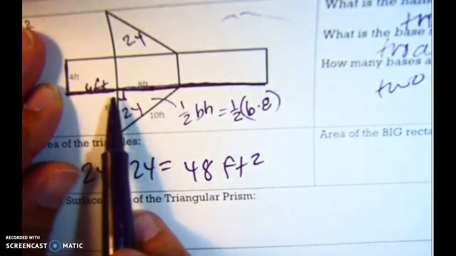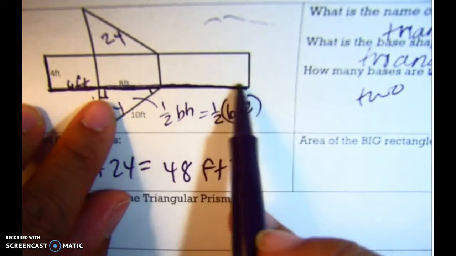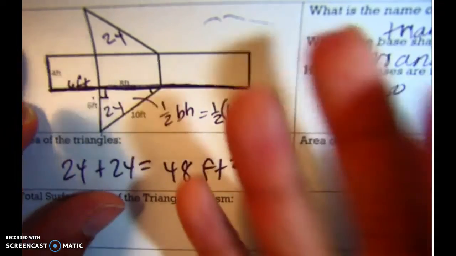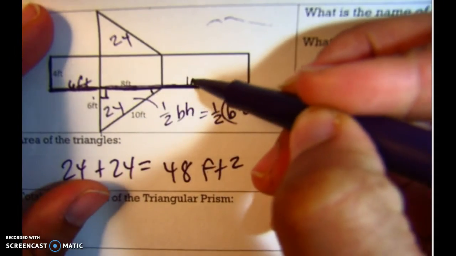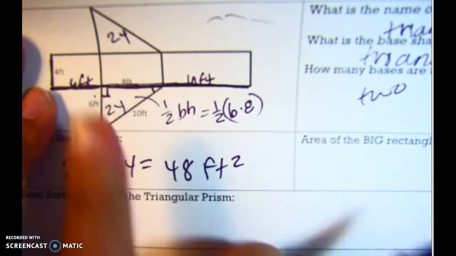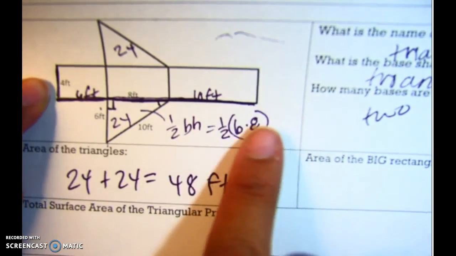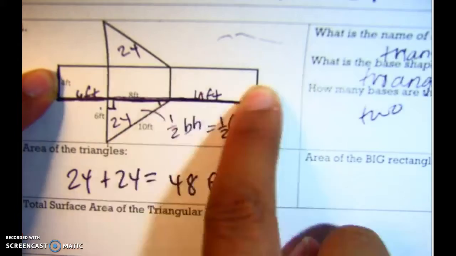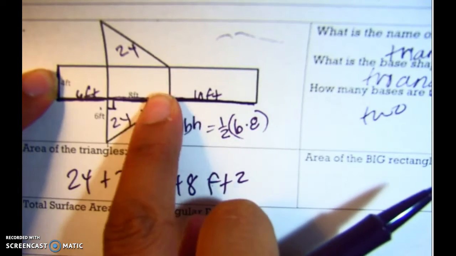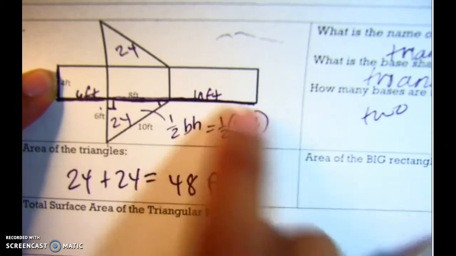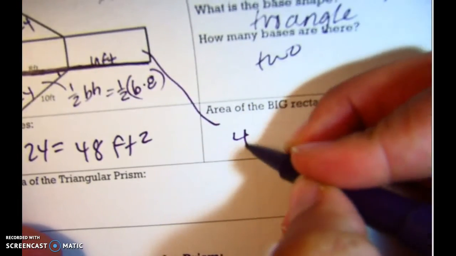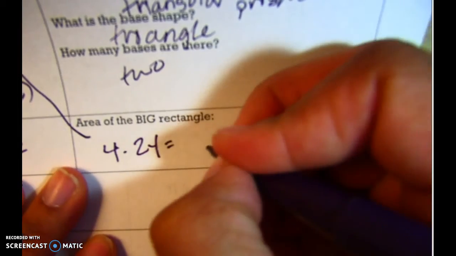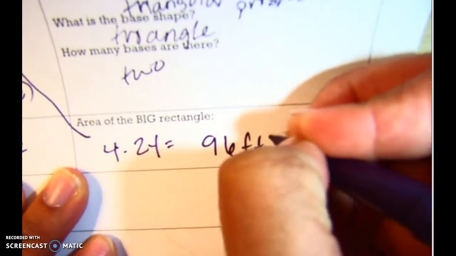So this is 6 feet, this is 8 feet, and then this side and the hypotenuse, if I were to fold this up, would match up. So if the hypotenuse is 10, this is going to be 10. So if I want to find the area of the big rectangle, I can do 4 times whatever it is when I add these together. 6 plus 8 is 14. 14 plus 10 is 24. So the area of the big rectangle would be 4 times 24, which should be 96.